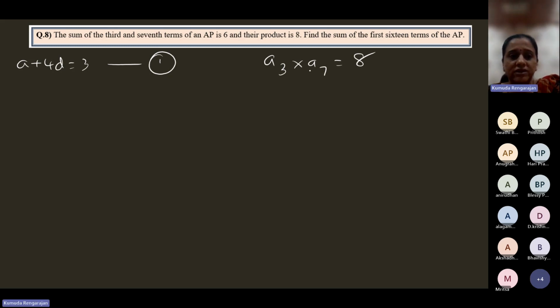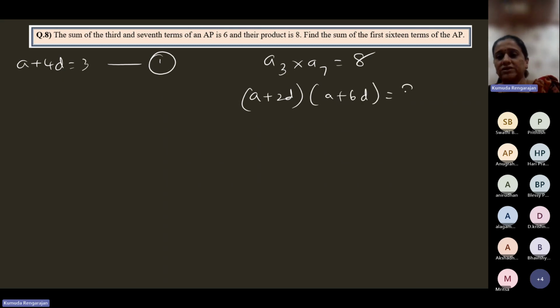Their product A3 into A7 is 8. So again, (A plus 2D) into (A plus 6D) is equal to 8. The third term is A plus 2D, and the seventh term A plus 6D, and their product is 8. Now, normally we get two linear equations in A and D.